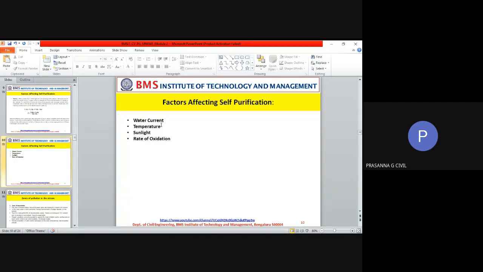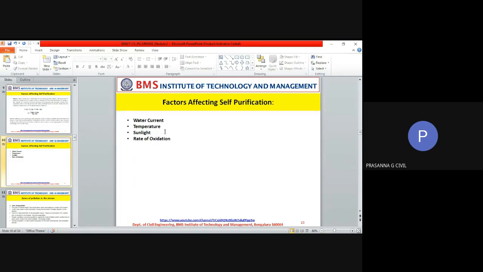At high temperatures, the self-purification of the stream takes lesser time, even though the DO may be slightly lower because of the raised temperatures. The availability of a wide variety of microbes that are functional in the warm temperatures will help faster degradation. The next is sunlight.